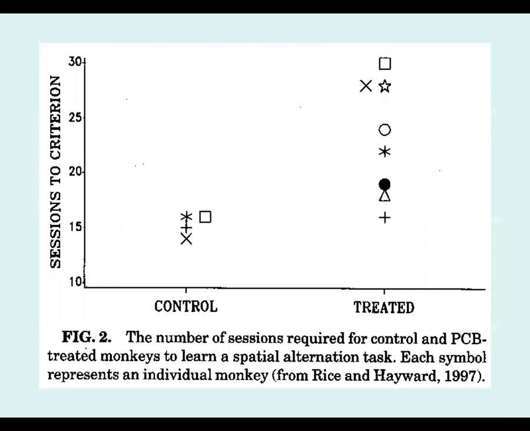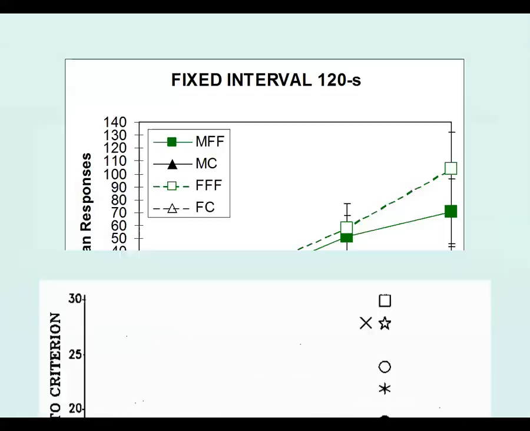This is a slide from an old study by Deborah Rice, where she gave PCBs to monkeys and then tested their ability to learn on a task, and you see that their ability to learn was dramatically reduced.